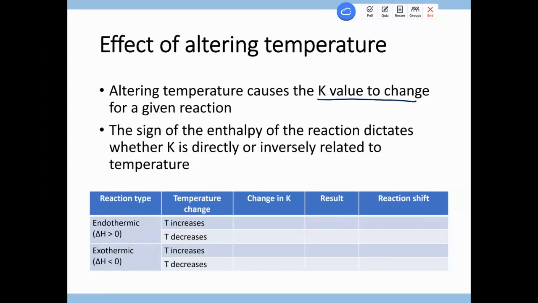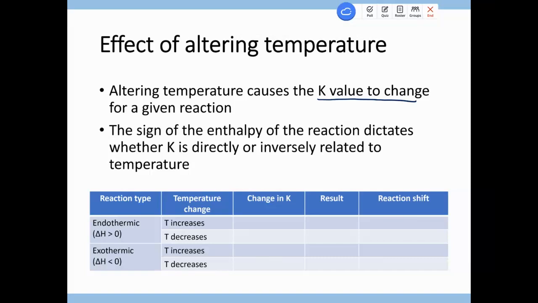So remember, endothermic reactions have delta H greater than 0. Energy is required for endothermic reactions overall. For exothermic reactions, delta H is less than 0, so it's a negative sign. Exothermic reactions overall release energy.